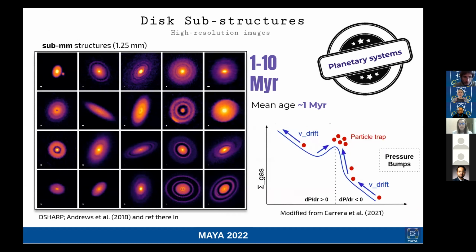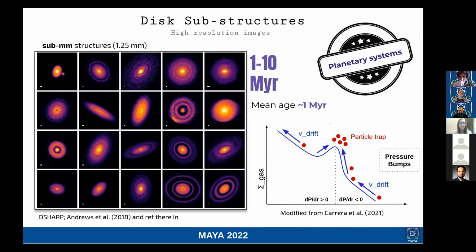Of course, different processes that don't include planets have been proposed to explain these substructures, because the mean age of these systems is 1 million years. So they are very young systems. If planets are really responsible for these substructures, then planets have to form very fast. One alternative approach without planets is gravitational instability: you have a concentration of dust, and then it will collapse and form planets.